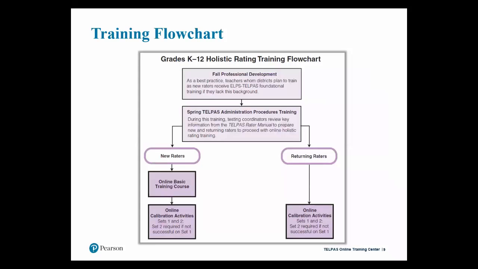Next here is a training flow chart here for you to have a visual of how this works. So on the left-hand side of the screen, we have the new raters, and you'll see here they have to complete the online basic training course, and then they'll complete their online calibration activities. Again, that has to be done in a monitored setting, and they have 2 sets in which to meet sufficient calibration, set 1 and set 2, and each of these sets is going to have a separate passcode, and we'll talk more about that here in a bit.